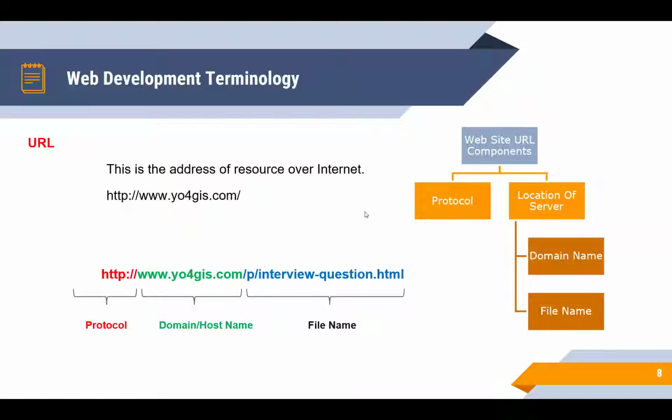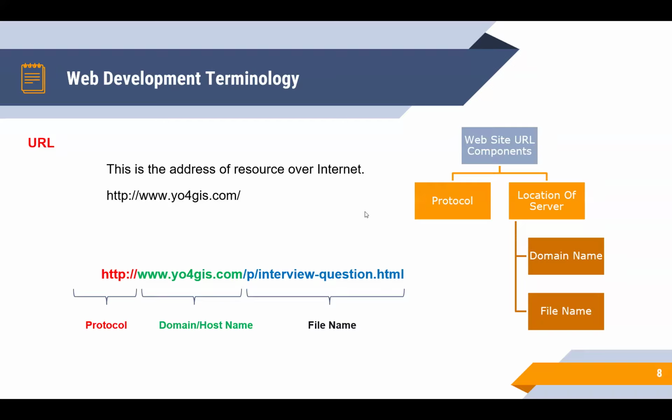www.yo4js.com, this complete thing is the domain. This is called the domain or host name. And after that, maybe you can get a file directly, like yo4js.com/file name, or if your website has many pages, you will get these pages inside directories. Like here, if you are able to see this P, P means the directory we have created on this server www.yo4js.com. So this is what? This is called the file name.